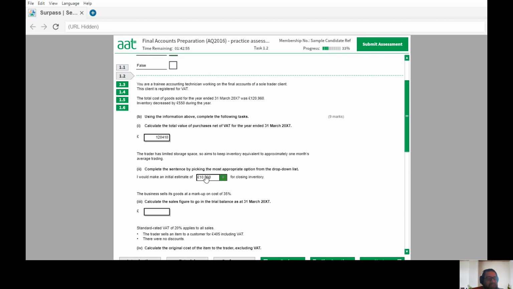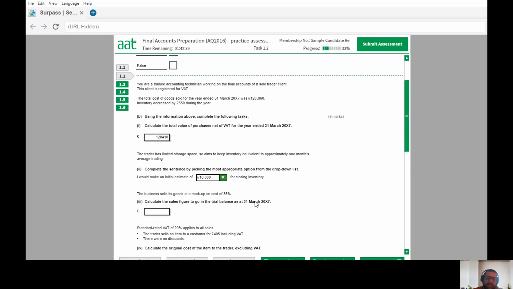That's going to be just somewhere of an estimate of 10,000 pounds. It can't be any lower than that. The business sells its goods at the markup on cost of 35%. Calculate the sales figure to go on the trial balance.